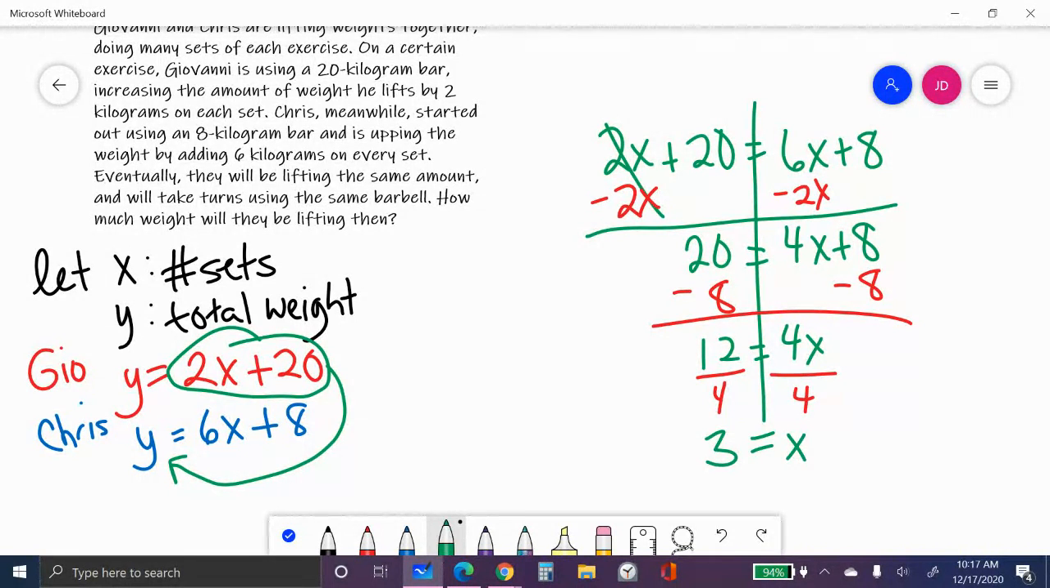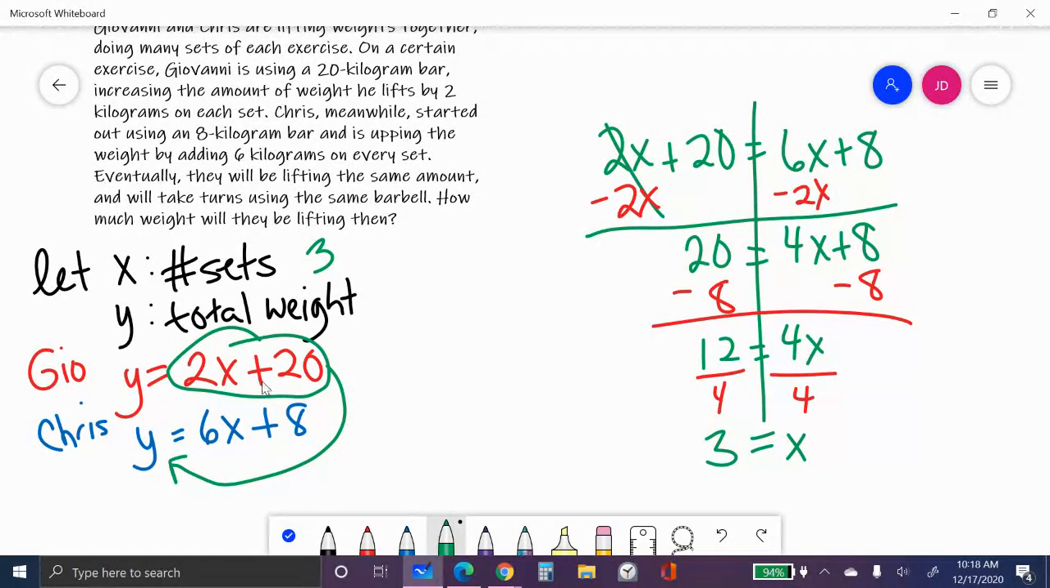So what we just found? What did we just find? We found the number of sets. Okay, so the number of sets in this case is going to be 3. Now the total weight, okay, it says how much weight will be lifting. So that didn't answer the question. In order to answer the question, you got to plug it in, right? Plug it into this one, or you could plug it into Chris because they're going to be the same.